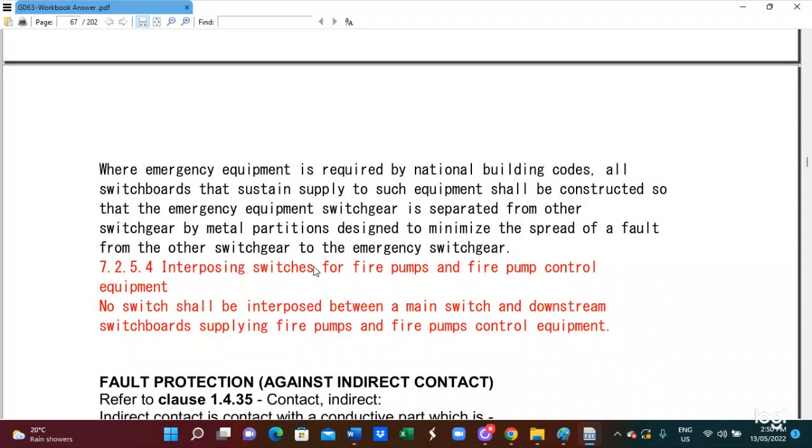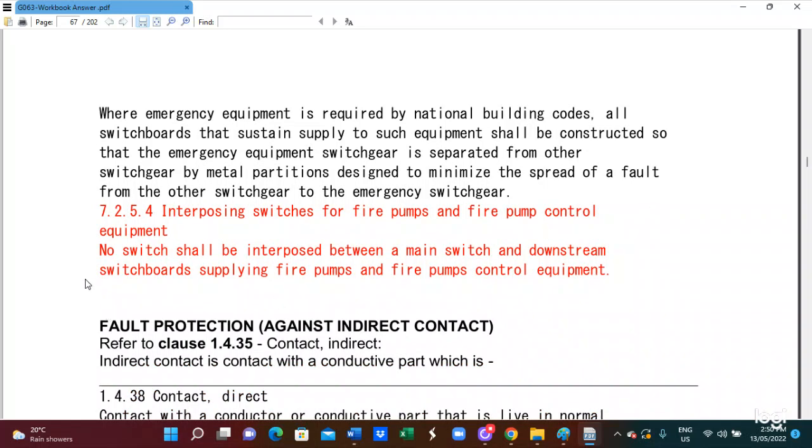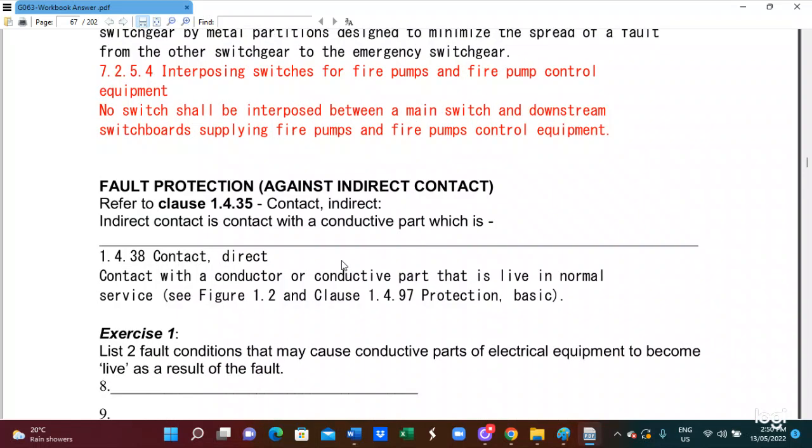And also 7.2.5.4 is talking about the interposing switch for the fire pump and the fire control equipment. So no switch shall be interposed between the main switch and the downstream switchboard supplying the fire pump and the fire pump control equipment.